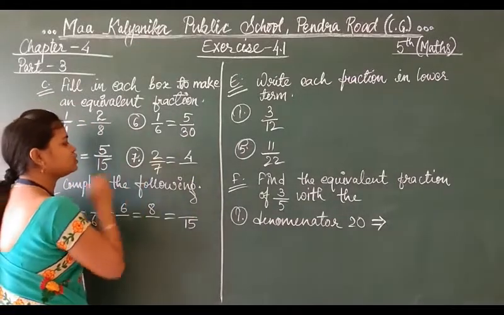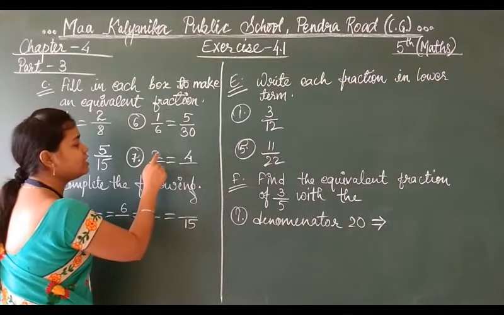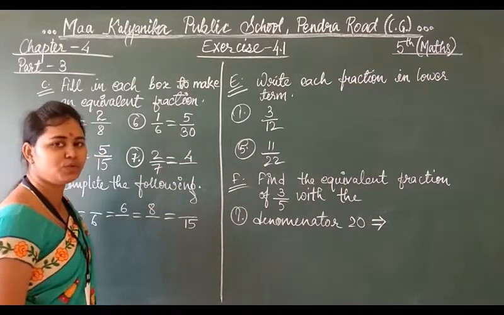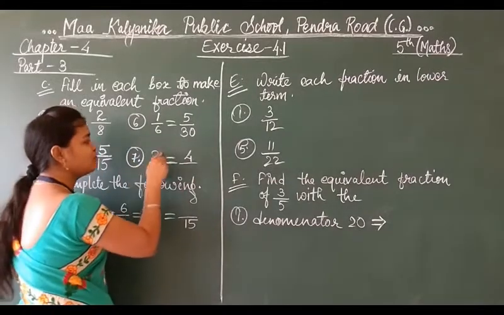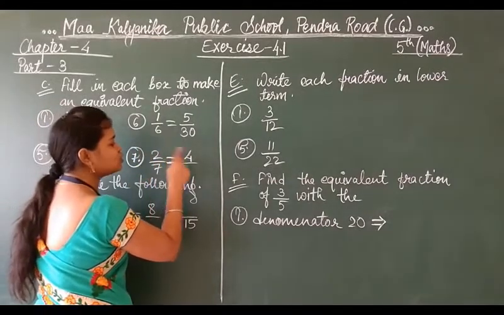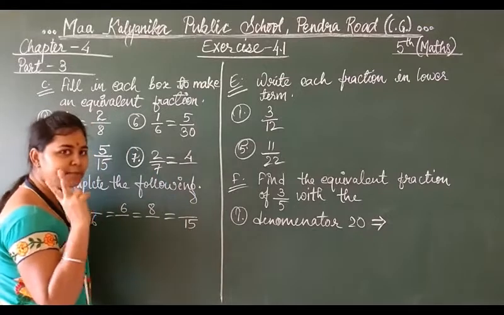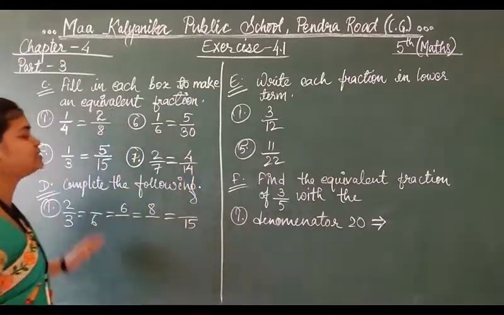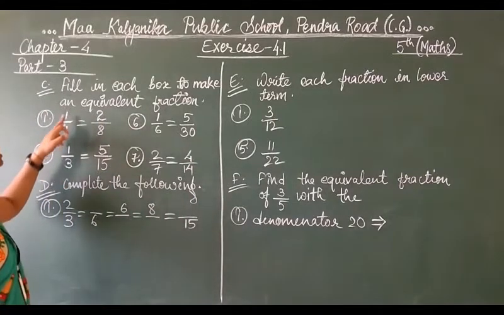At the same time, question number 7, 2 by 7. Now you have to read the table of 2 to get 4. 2 ones are 2, 2 twos are 4. We have multiplied by 2 here. So 2 twos are 4. So 7 multiplied by 2. So 7 twos are 14. So simply students, in this way we can receive the answer.